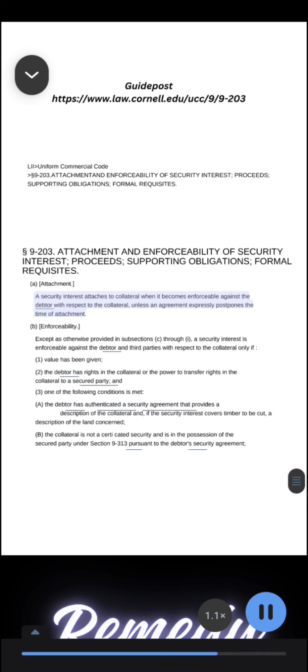Administrative process. Law greater than Uniform Commercial Code. A security interest attaches to collateral when it becomes enforceable against the debtor with respect to the collateral, unless an agreement expressly postpones the time of attachment.